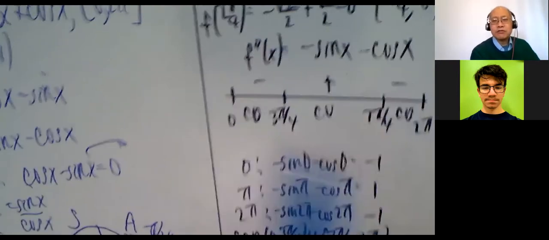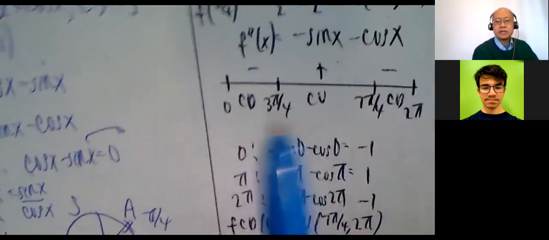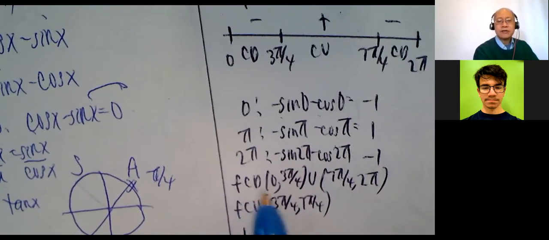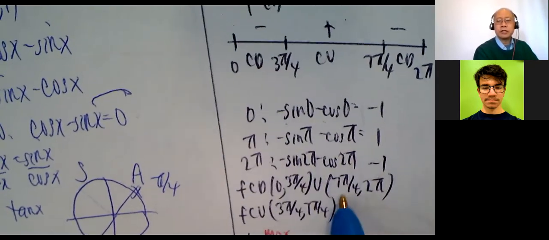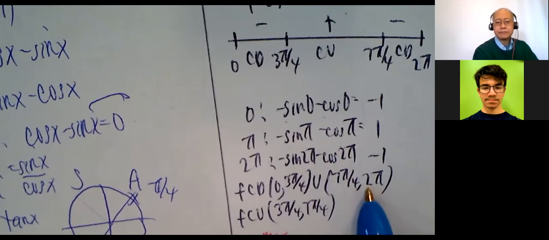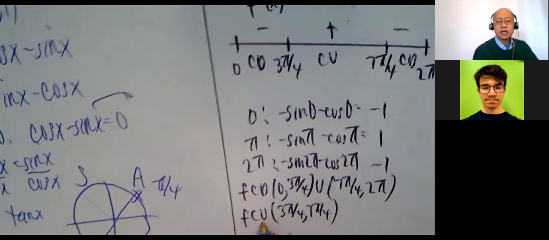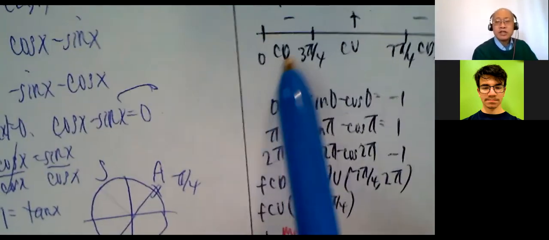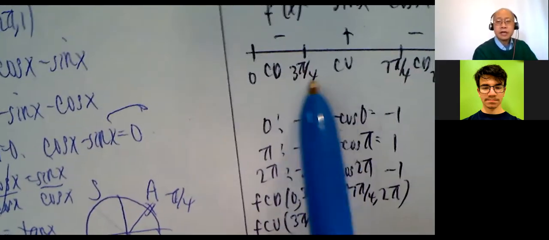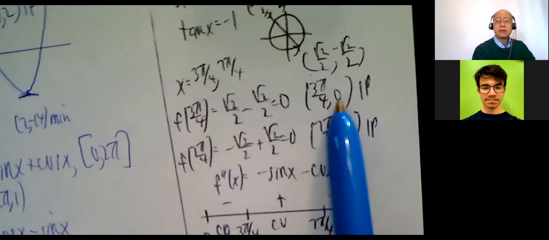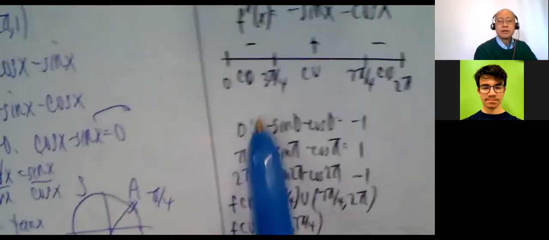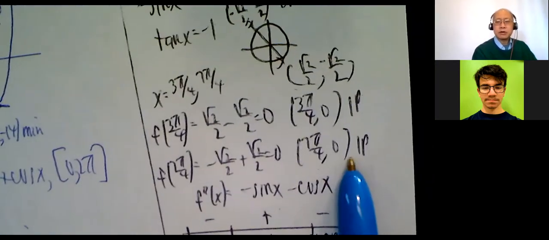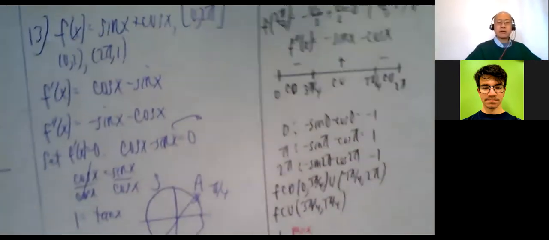Okay. Second derivative negative, concave down, CD here, CD here. So f is concave down from 0 to 3π/4, union 7π/4, 2π. The function is concave up, U-shape, between 3π/4, 7π/4. Do I have a change in concavity right here? Yes, I do. That means 3π/4, 0 is an inflection point. And do I have a change in concavity here? Yes, I do. That makes this also an inflection point. So here's the entire graph.